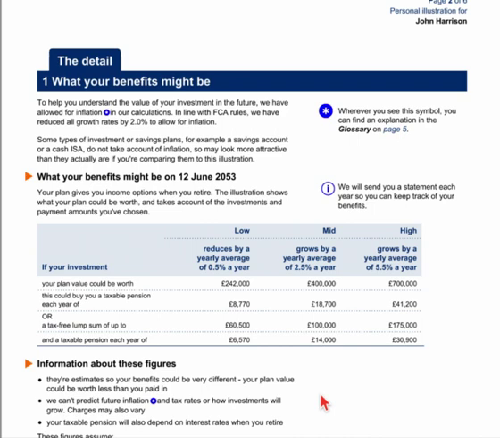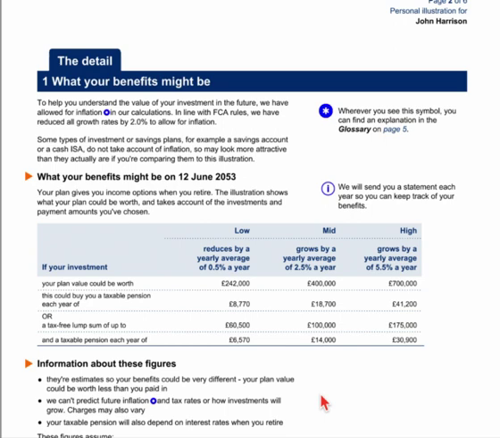So what might your benefits be when you retire in June 2053? If we were to look at the low rate, which is a growth rate of minus 0.5%, your plan value may be £242,000. If it grew at the mid rate, which is 2.5%, it may be £400,000. And if it grew at 5.5%, it could be as high as £700,000. Just for the purpose of the illustration, we'll just use the mid rate as the example.